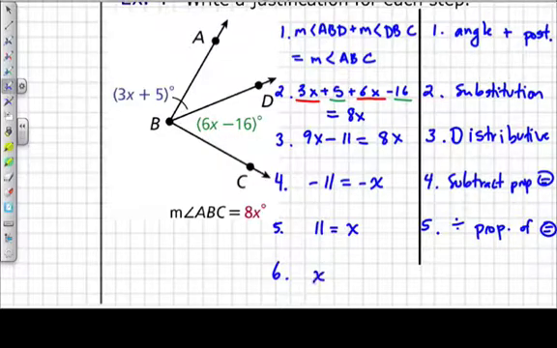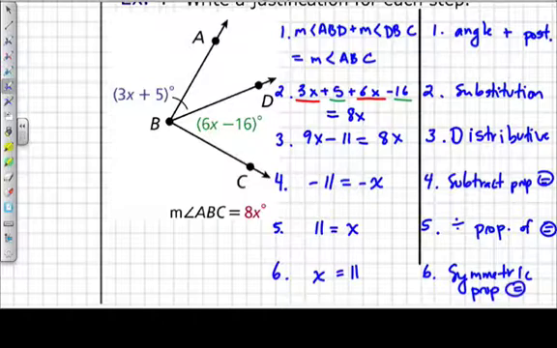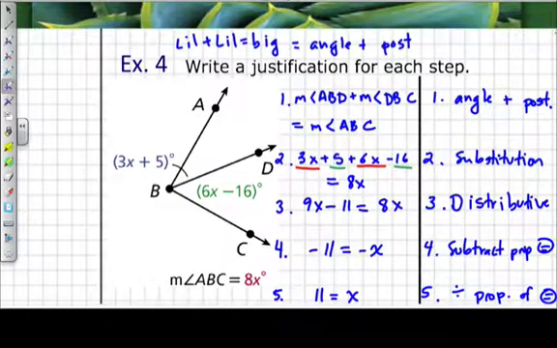Now if I wanted to, I could even go one more step forward, which you don't have to do. Then you could make the statement that x is equal to 11. If 11 is equal to x, then x is equal to 11. And remember, that was the symmetric property of equality. Sorry, there we go. Symmetric property of equality. And that's how we could justify each step. That's algebraic, but still looking at how geometry might play into it as well.